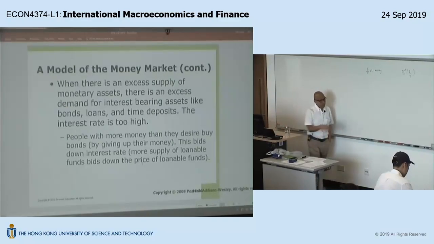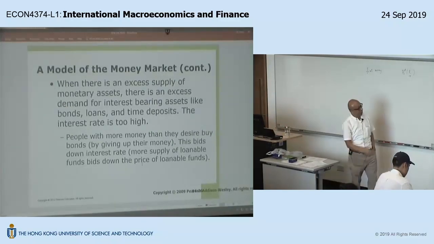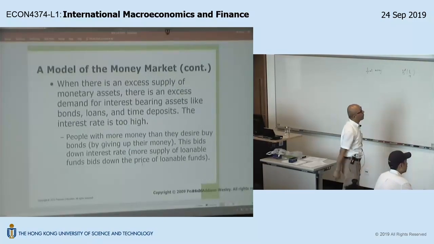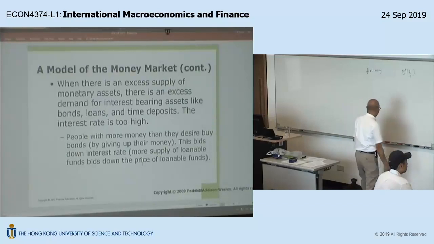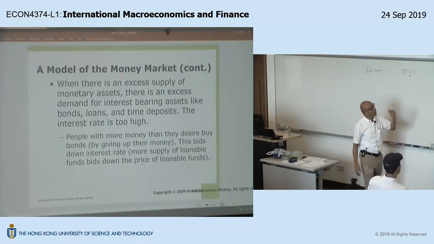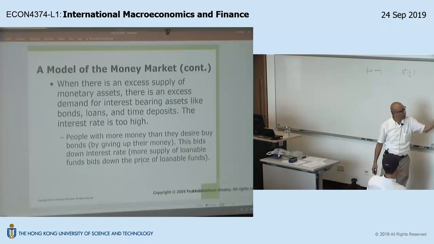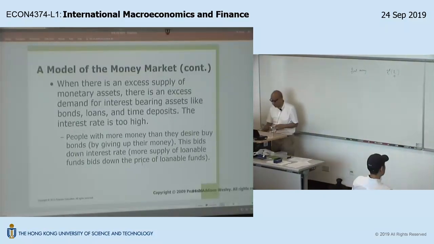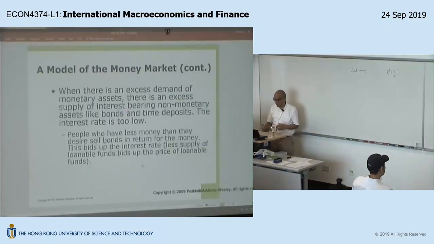So this is basically what I just said. I've already told you all these things here, right? When there's excess supply of money, there's an excess demand for interest-bearing assets. So if the interest rate is too high, people with more money than they desire will buy bonds, and will bid down the interest rates. Another way to say this is, the greater supply of loanable funds bids down the price of loanable funds. So these are all similar kinds of arguments.